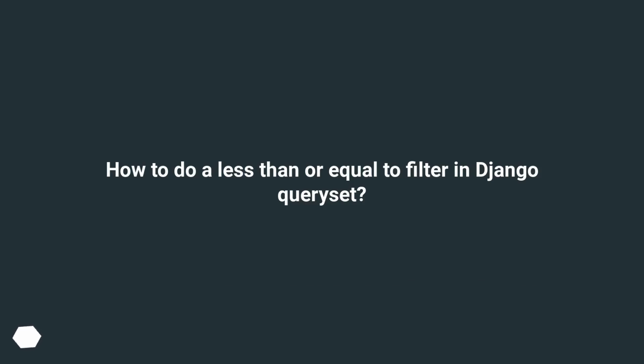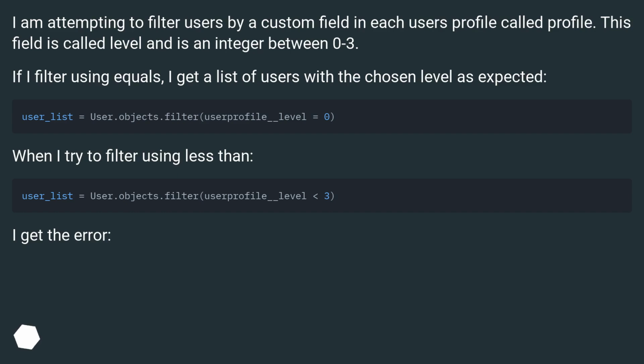How to do a less than or equal to filter in Django queryset. I am attempting to filter users by a custom field in each user's profile called profile. This field is called level and is an integer between 0 to 3.